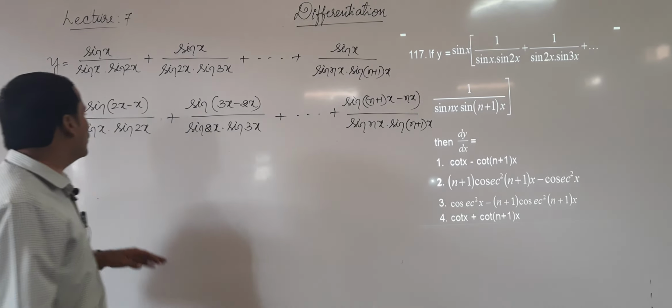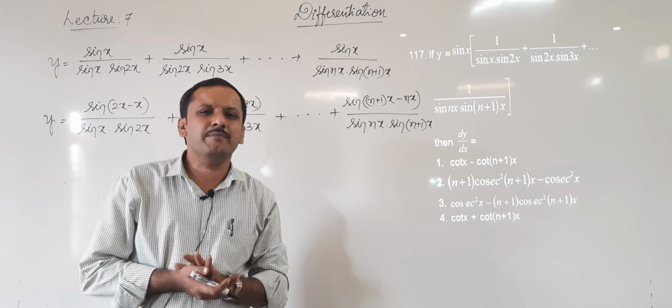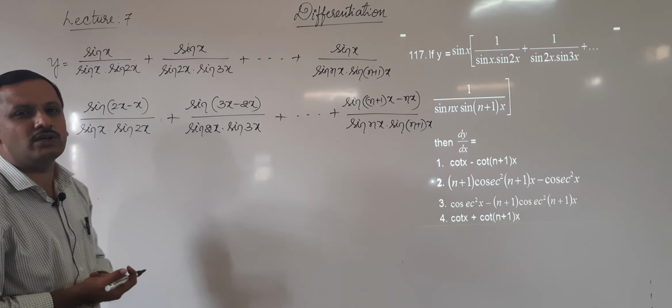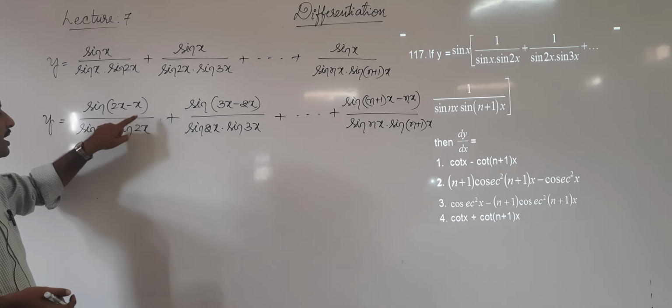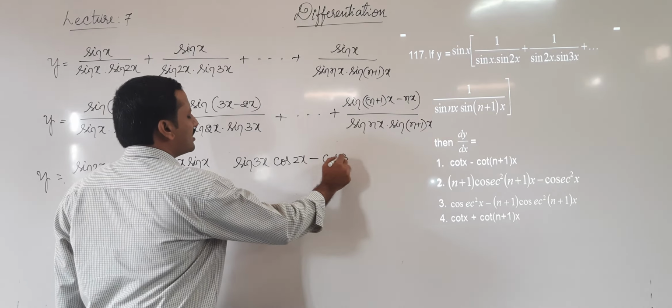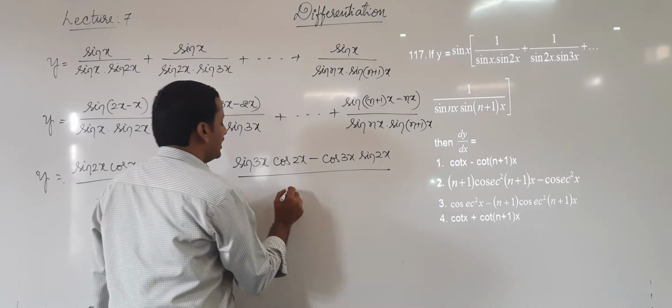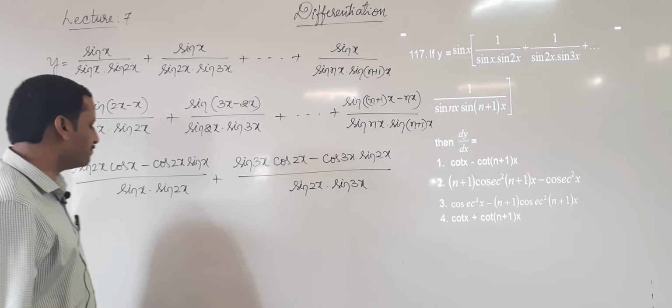Is it clear so far? Now here I will use sin a minus b formula. What is sin a minus b? Sin a minus b is equal to sin a cos b minus cos a sin b, that we know. So this will become sin 2x into cos x minus cos 2x into sin x, right? Sin 2x cos x minus cos 2x into sin x divided by sin x into sin 2x plus, here again you use the same formula, sin a minus b formula. This will give you sin 3x cos 2x minus cos 3x into sin 2x divided by sin 2x into sin 3x. Okay, are you following this? Sin a minus b formula I am using here, etc.